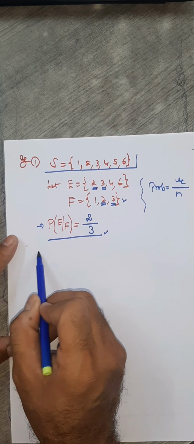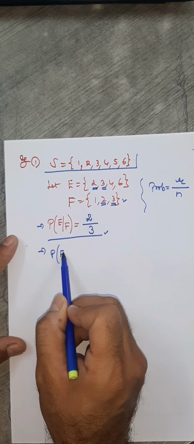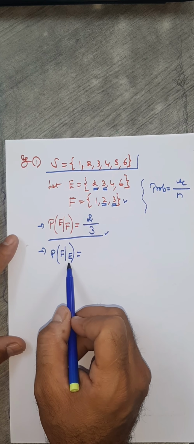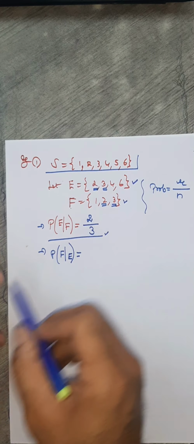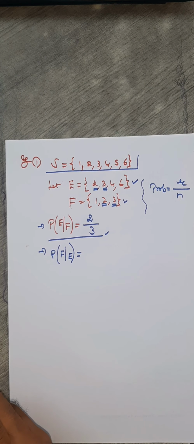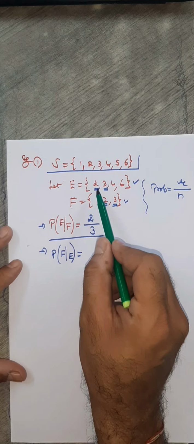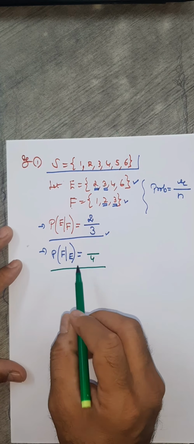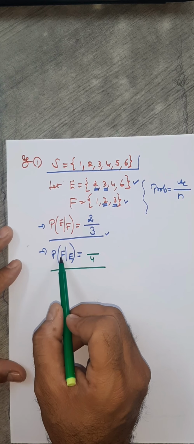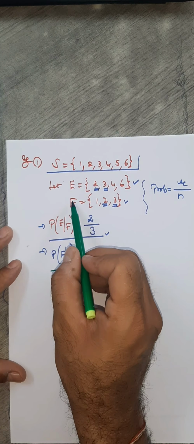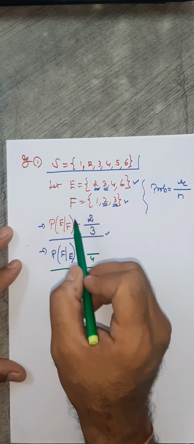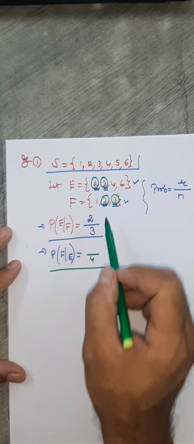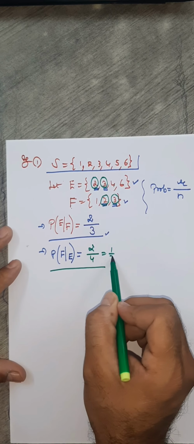Okay, let me do one more. Probability of F given the event E. That means event E has occurred first. So now this becomes the sample space for us. Okay, E becomes the sample space. How many outcomes? 1, 2, 3, 4. So upon 4, because that's the sample space here. Now probability of F means for F, how many outcomes are common with the sample space? That is again 1 and 2. So 2 by 4, which is 1 by 2.